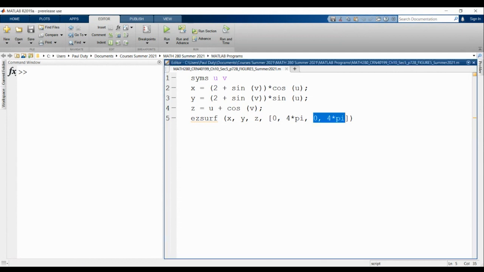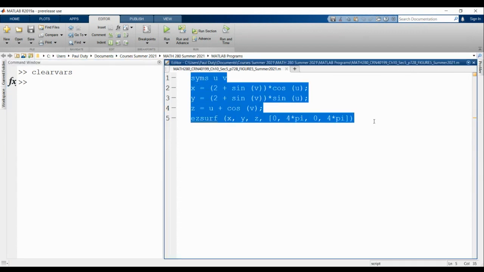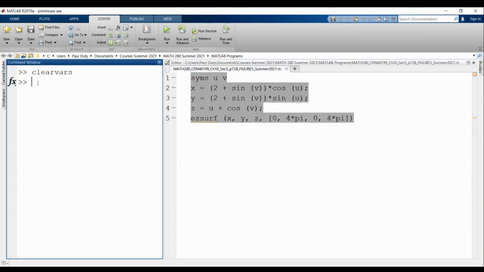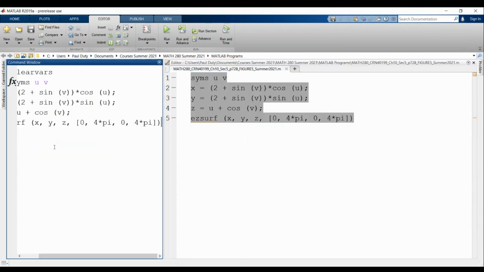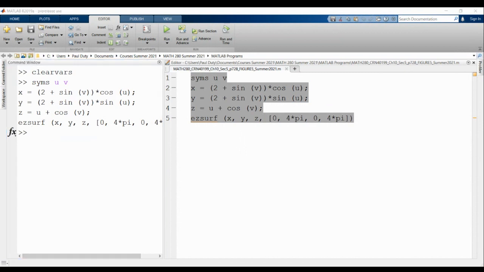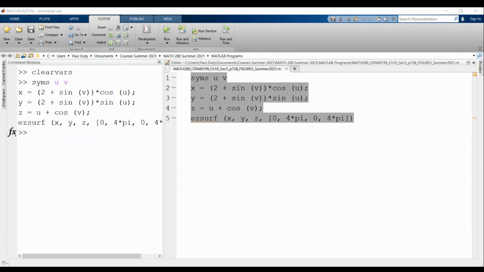So let's go ahead here. In the command line, I'm going to do clear vars, just so I clear out any old variables. And then, as is my tradition, I copy the code and paste it on the command line, and then I hit enter. It should bring up a figure. Please try it yourself.